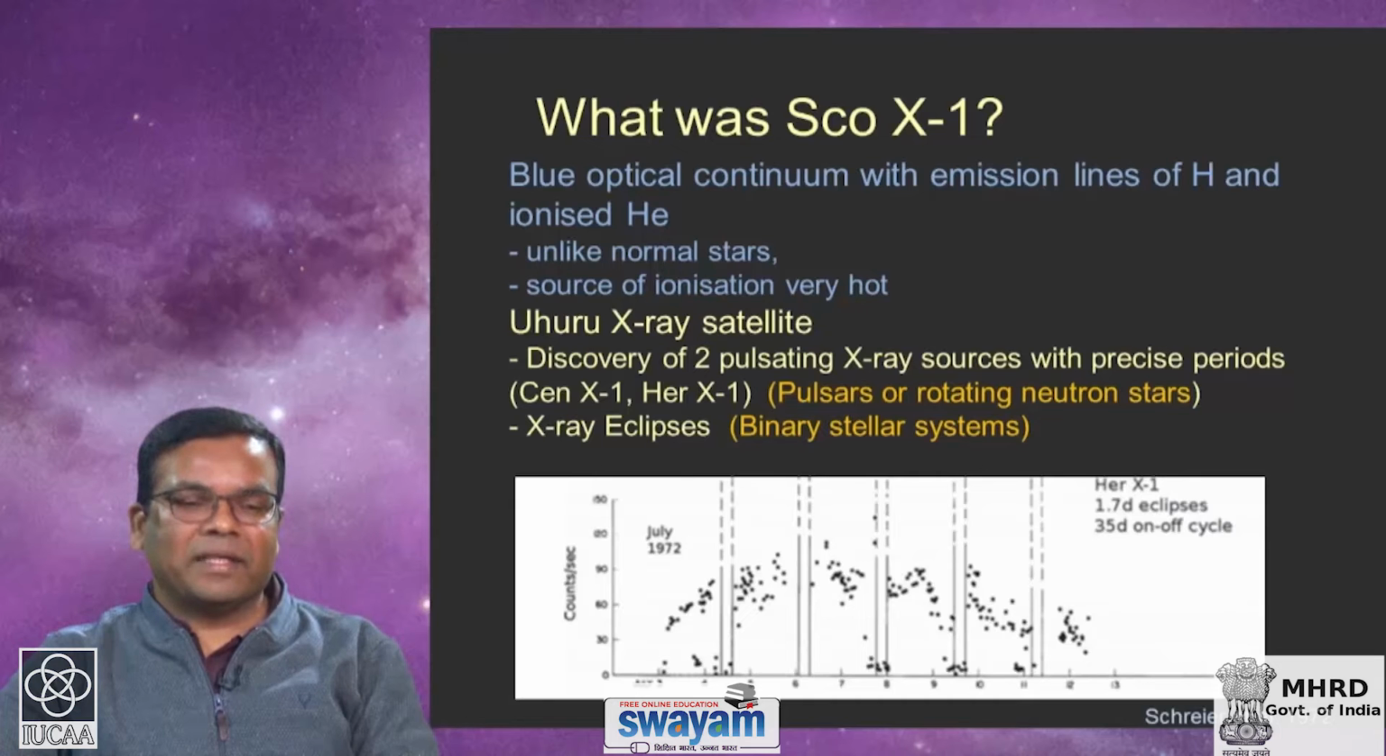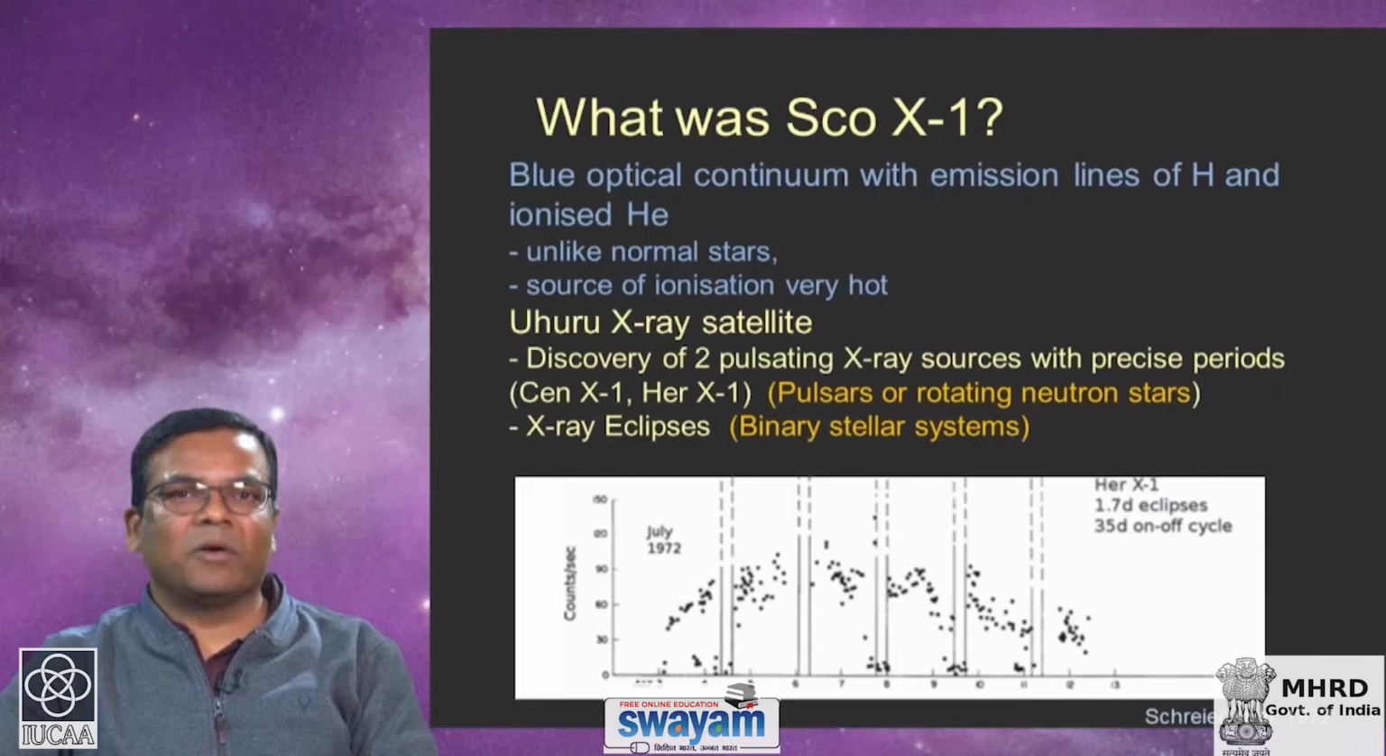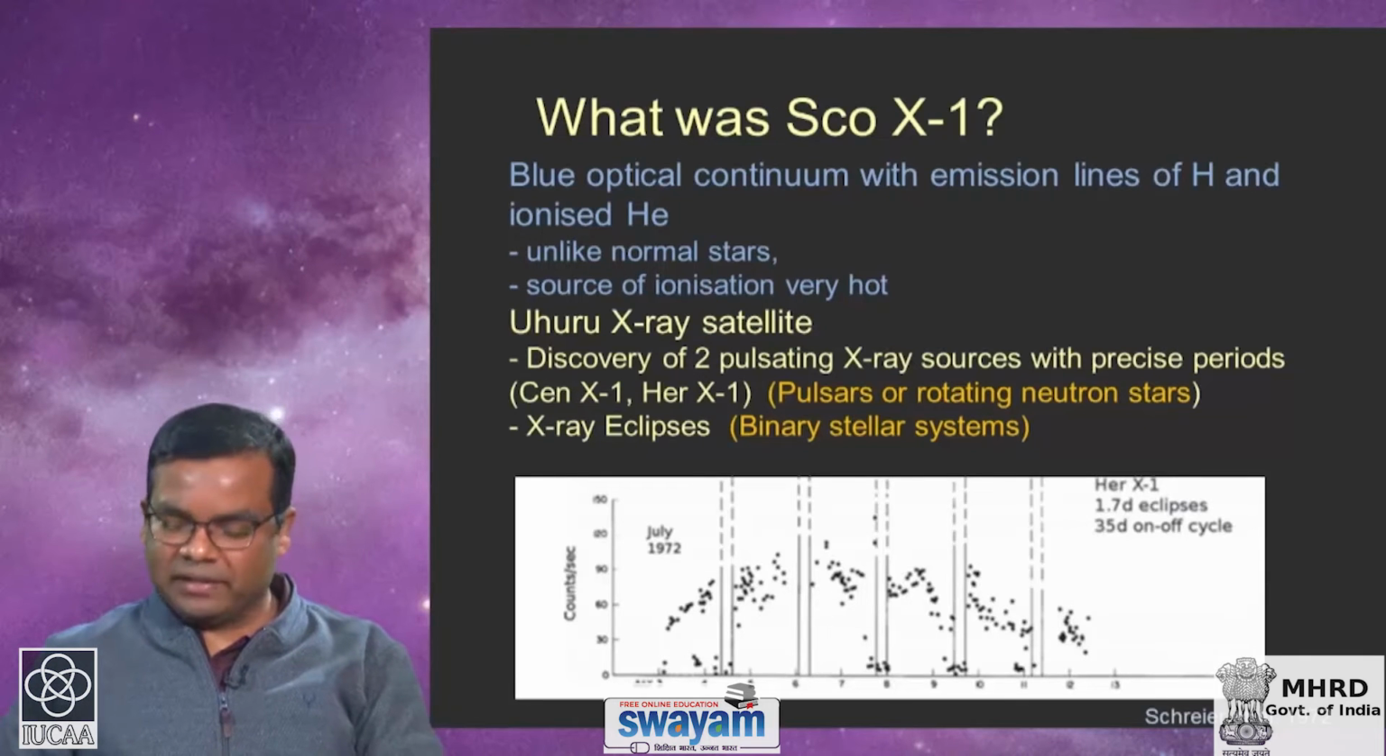The Uhuru X-ray satellite played an important role in understanding the nature of these sources. Uhuru discovered two pulsating X-ray sources with precise periods: Centaurus X-1 and Hercules X-1. The pulsations with precise periods demonstrated that these sources must contain rotating neutron stars, as the periods were very short. These sources also showed X-ray eclipses, demonstrating that they must be binary stellar systems in which one of the components is a neutron star.